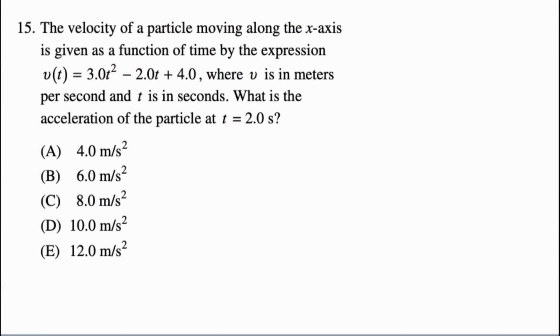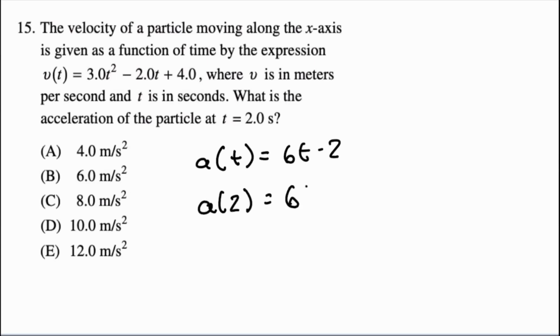This is just a simple take a derivative to get our acceleration function, which happens to be 6t minus 2, and then just sub in 2 into the function. And this is just 10. Which is D. Pretty simple question.